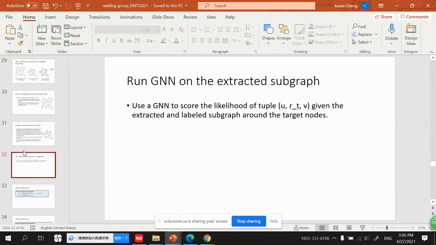And then with both the structure of the subgraph and the node feature of each node in this subgraph, now we will try to run the GNN on the extracted subgraph in order to calculate the score of the triple (U, R, V) given the extracted and labeled subgraph around the target nodes U and V.